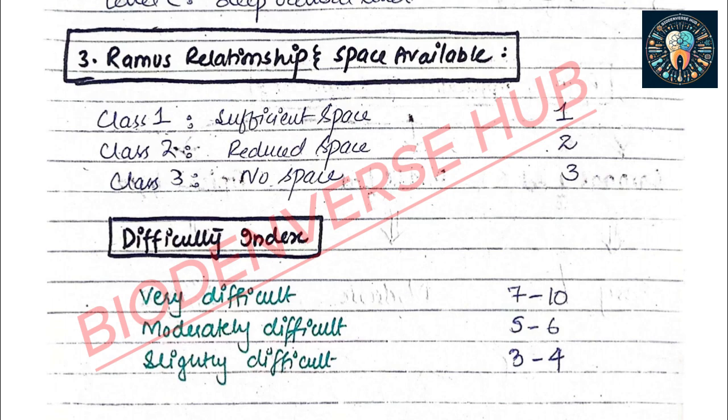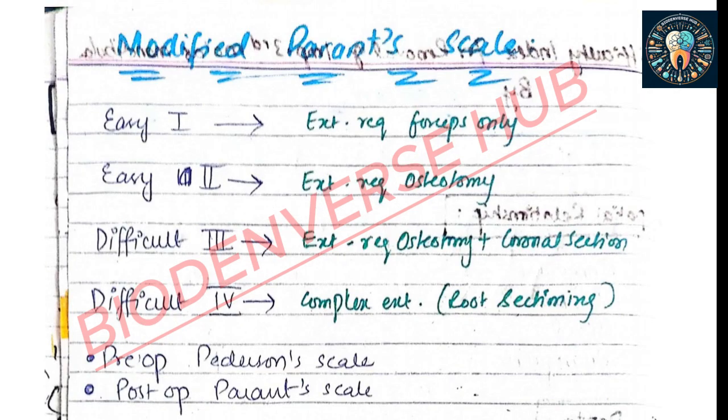Now after that, we have the third method, that is the modified Parant scale, in which we have, first of all, the easy 1, that is, the extraction requires forceps only. After that we have the easy category 2, in which the extraction would require osteotomy, that is the bone removal. After that we have the difficult 3, in which the extraction will require osteotomy plus some coronal sectioning as well. So it will be categorized under difficulty level 3.